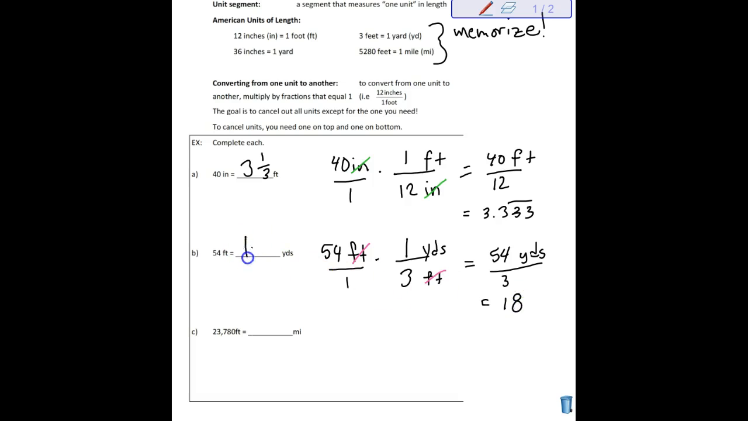So 54 feet is the same as 18 yards. Now maybe you know that. Maybe that's intuitive for you, but I still want to see your work and how you're going to get that answer. Okay?